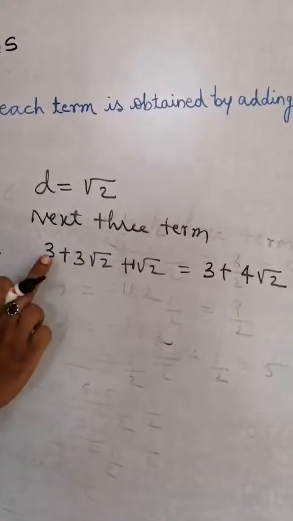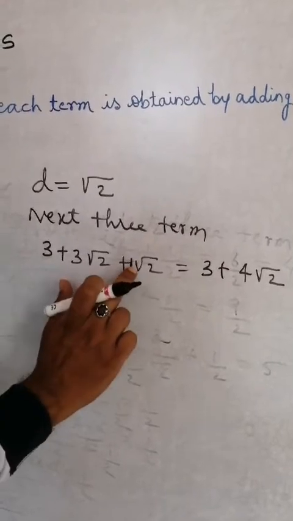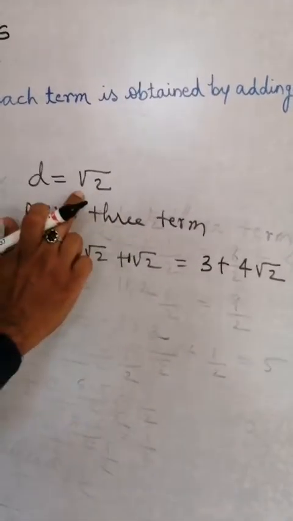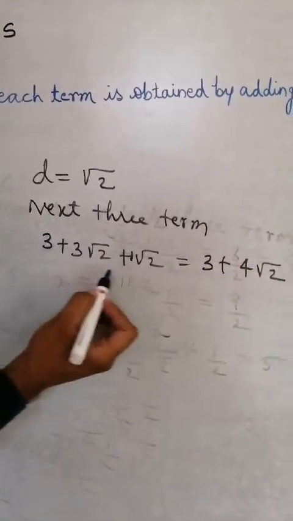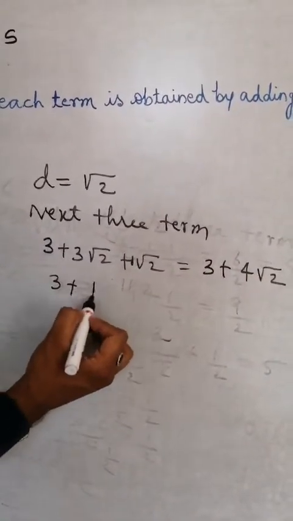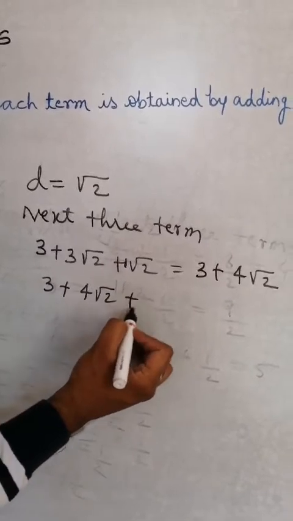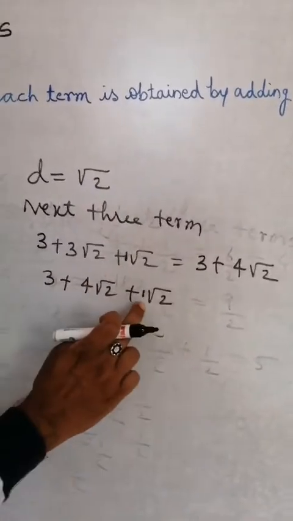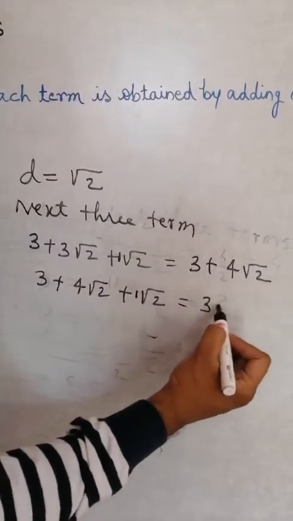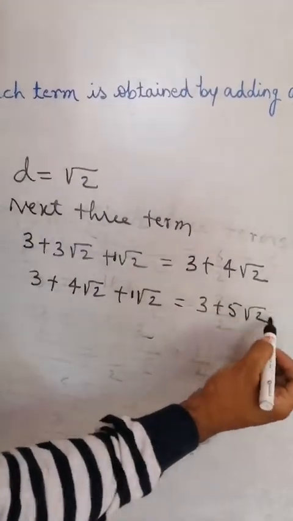I hope you understood this one. 3 plus 3 root 2 is there, and we have to add root 2 because root 2 is the common difference. 3 plus 1, it becomes 4 root 2. Now in 3 plus 4 root 2, we will add the root 2. Again you take here 1. So 3 plus 4 plus 1, 5. 3 plus 5 root 2 is the answer.